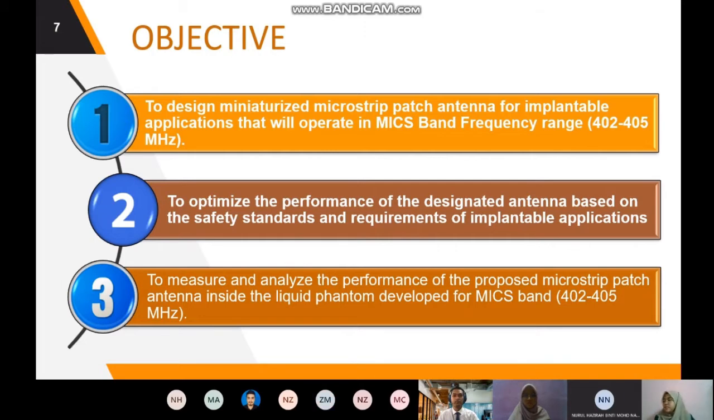To measure and analyze the performance of the proposed microstrip patch antenna inside the liquid phantom developed for the MICS band, 402 to 405 MHz.